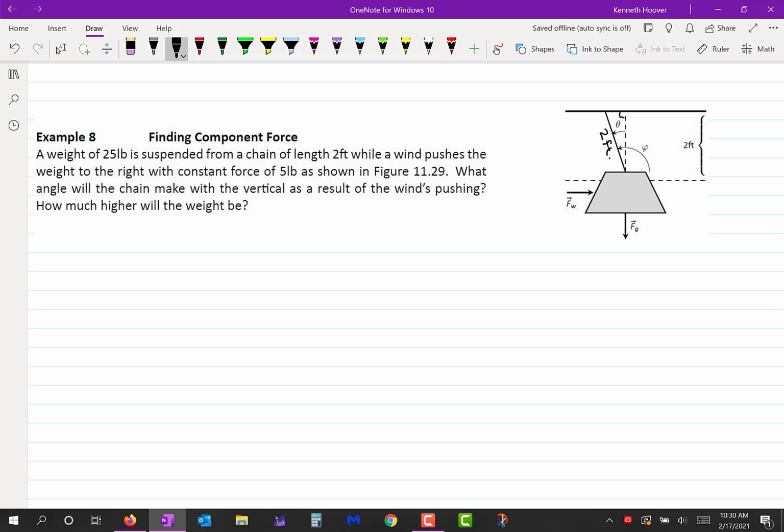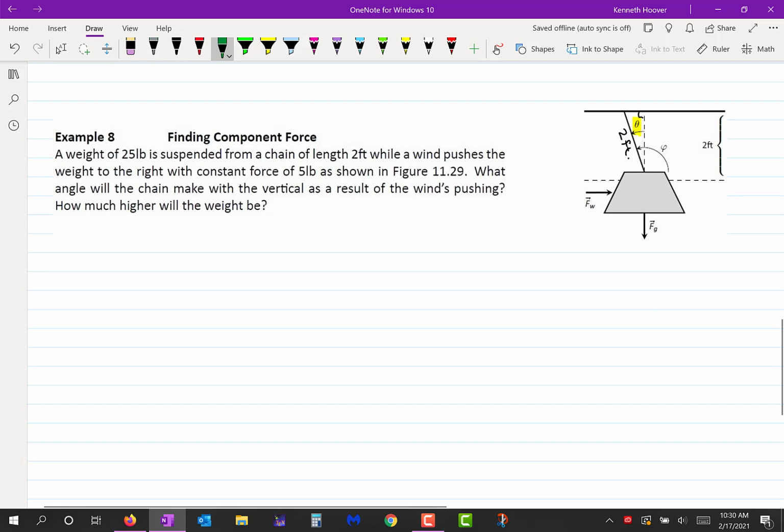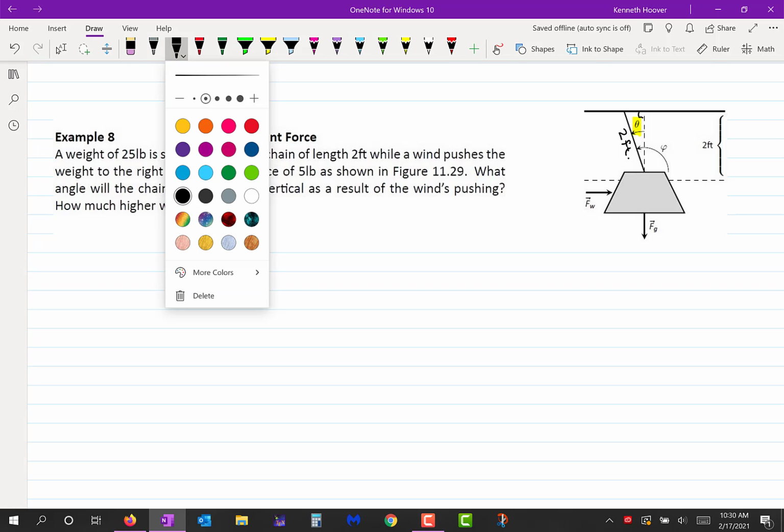What angle will the chain make with the vertical? So they want us to find theta. And how much higher will the weight be? So they want us to find this distance right here. Okay, let me show you how to do that. Very similar to the last problem. Let's make a free body diagram.